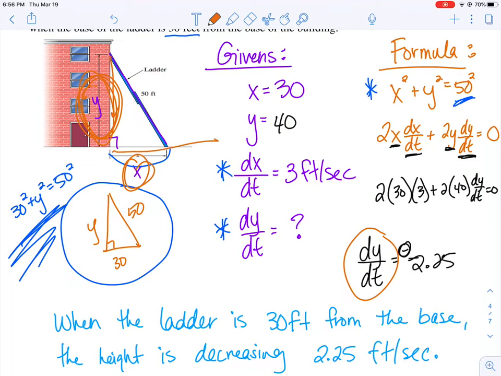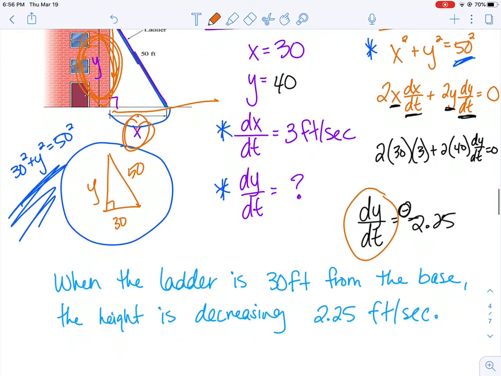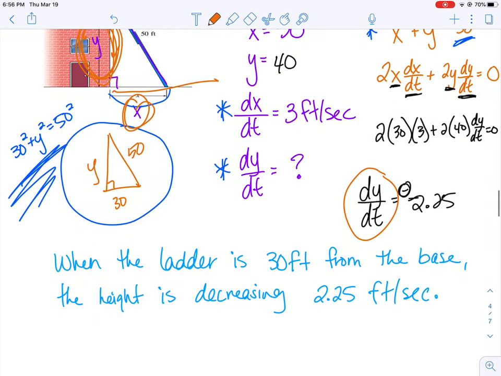where dx/dt is going to get bigger because the ladder is sliding away and that amount is going to get larger, right? X is going to get bigger. That's why that was positive 3. And so negative 2.25 should make sense.